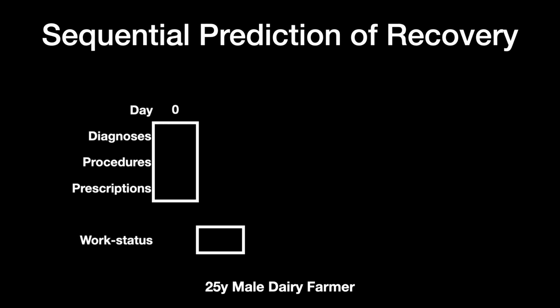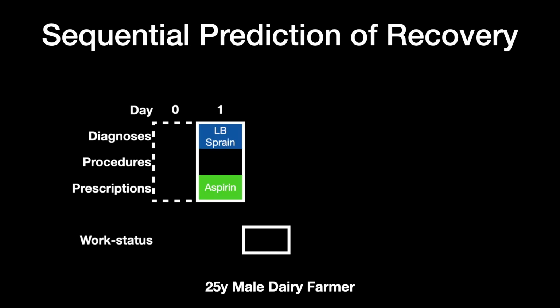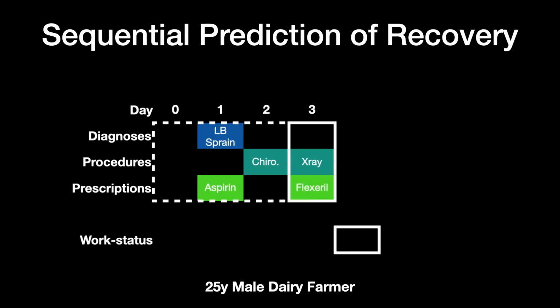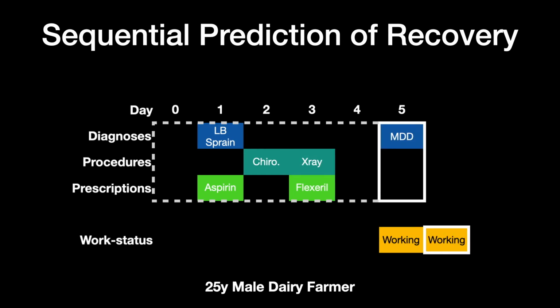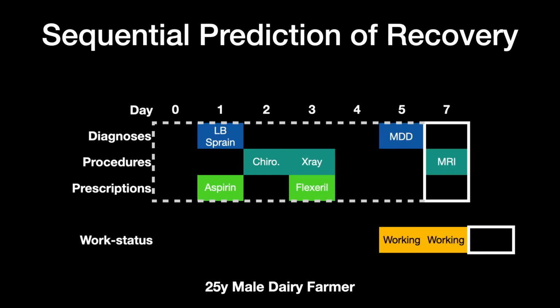So if you were to take a patient's case and map it out over time, it might look something like this, where you have a patient who's a 25-year-old dairy farmer, and they get injured, and they have a series of treatments that come in over time, and then they return to work, and then potentially they leave work, right? So you have this trajectory where you have diagnoses, procedures, prescriptions, all observations are observed over time. These are potentially inputs, and then you have work status, something that you'd like to predict, as an output.